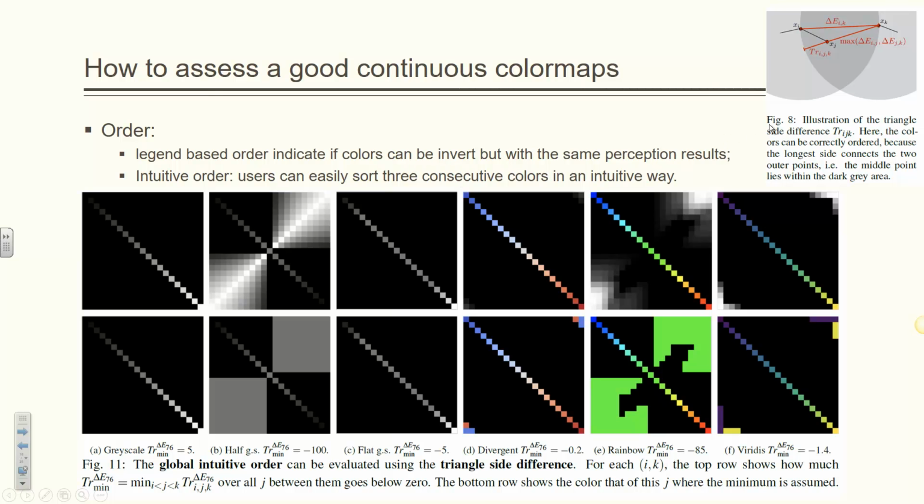This paper tried to quantify intuitive order with these triangle size differences. It's hard to understand, but the minimum of this distance is greater than 0. We can say this color map is sufficient order.